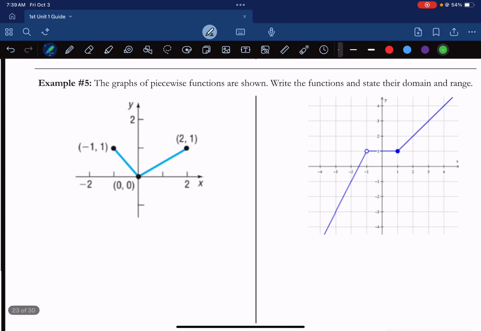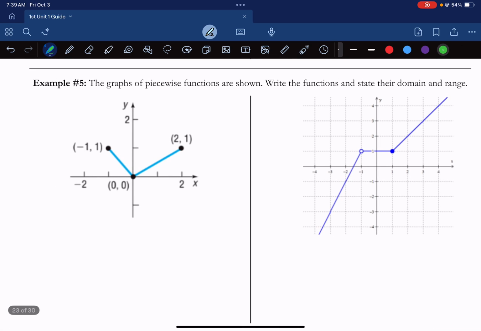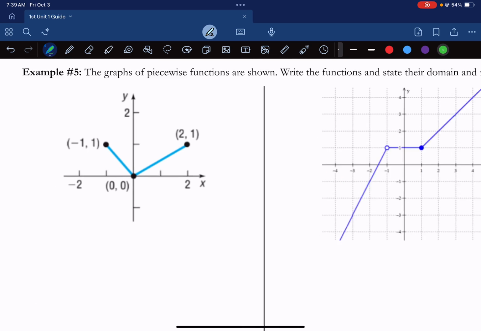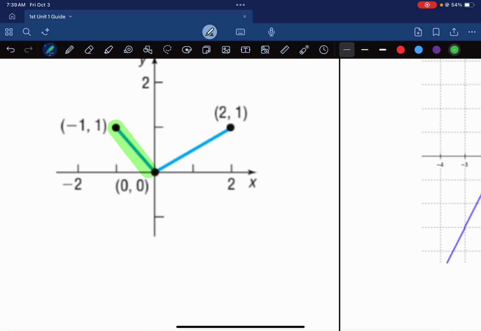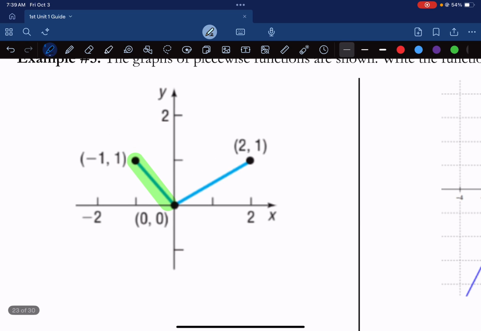Okay. Now writing functions from their graphs. These are all linear, so we need to find 2 pieces of information. I need to find the slope, and I need to find the y-intercept. So if I start with this first piece, I got a slope. If I look from -1, 1 to 0, 0, if I were to calculate that slope, that gets me a slope of -1.